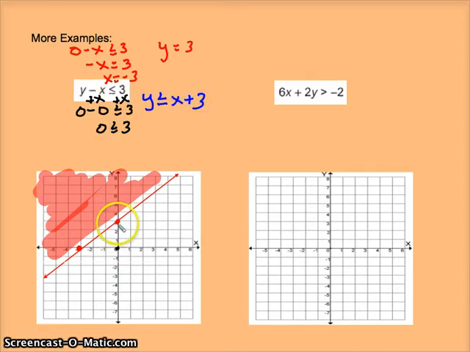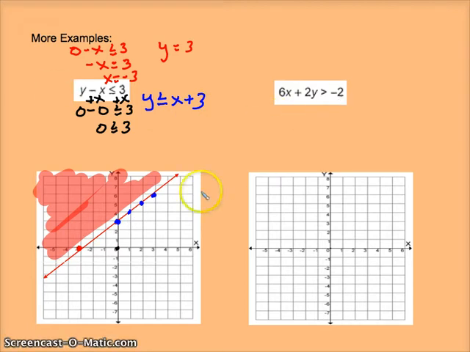I would have started at 3 and then moved my slope up 1, over 1, up 1, over 1. You can see that all these points lie on the same line. So either way will work. Let's look at the next.